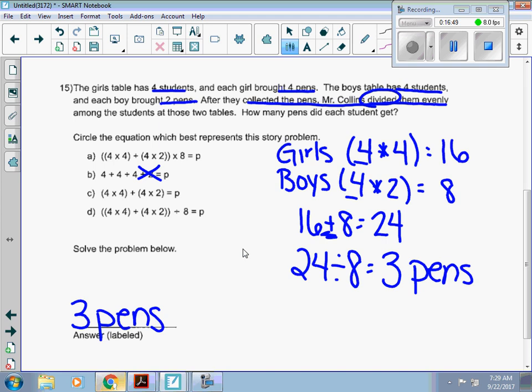And then I see that I took that answer and I divided by 8. My first one multiplies by 8. That's not going to work. I didn't do that. My second one doesn't do anything to split them up, so that's not it. So my answer must be D, where we divided by 8. So I can match each step. Here's my girl step, the boy step, putting them together, and splitting up the whole class. And I got 3 pens.